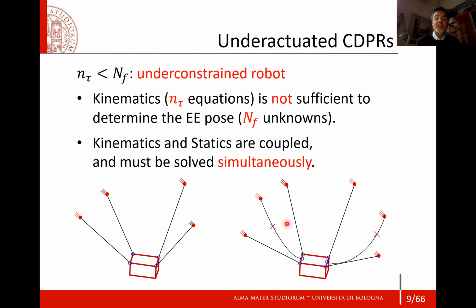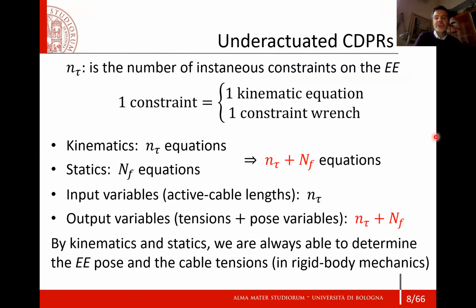If the robot is under-constrained under our definition, the number of active cables is strictly smaller than the number of freedoms. And in this case, the number of kinematic equations is smaller than the number of end effector pose variables that we want to compute. This means that kinematics is not sufficient to determine the end effector pose because the end effector, once the kinematic constraints are imposed, still has some freedoms that are not saturated. However, if we go back and consider kinematics and statics together, the problem is perfectly solvable.